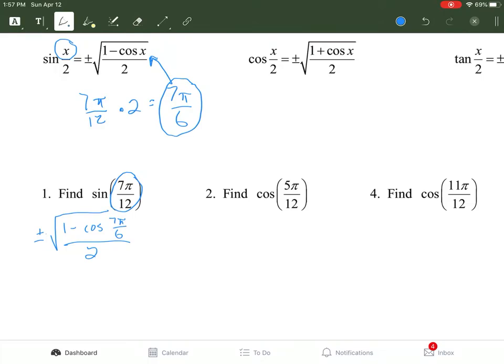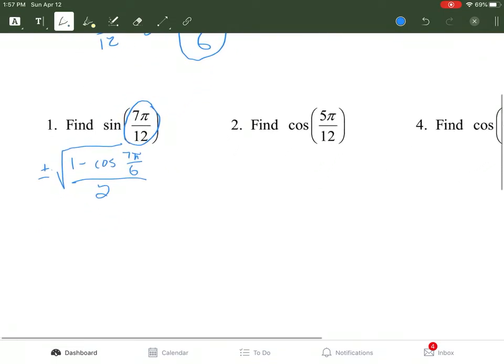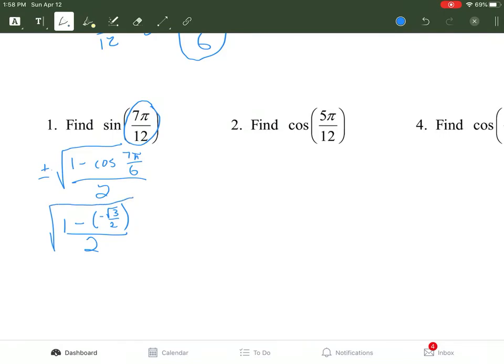Okay, so now what we got to do is simplify the cosine of 7 pi over 6. So we're going to have 1 minus the cosine of 7 pi over 6, which is negative root 3 over 2, divided by 2 with a big square root on it. So all we did is we take the cosine of 7 pi over 6 and made it into a number from the unit circle. Okay.